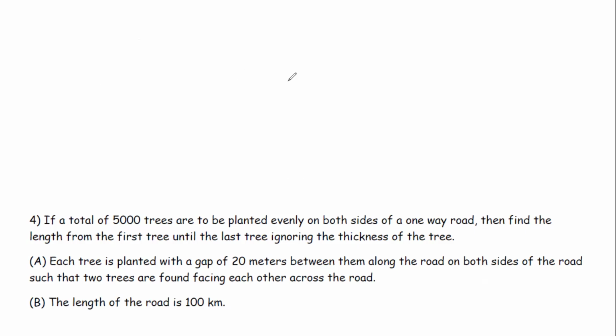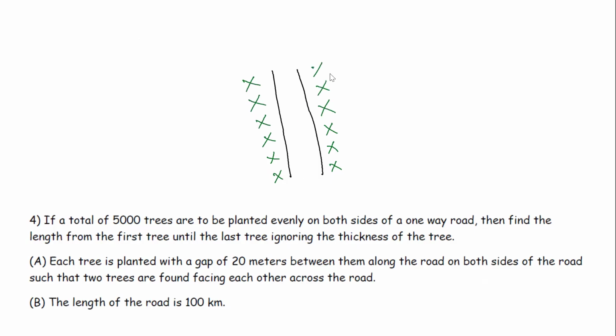5,000 trees are planted evenly on both sides of a one-way road. Then find the length from the first tree until the last tree, ignoring the thickness of the tree. So on both sides of the road, the trees are planted evenly, kind of parallel to the road, facing each other. So that is given in statement A.